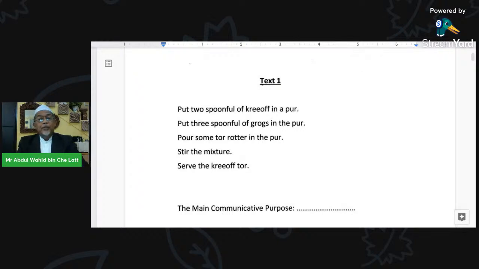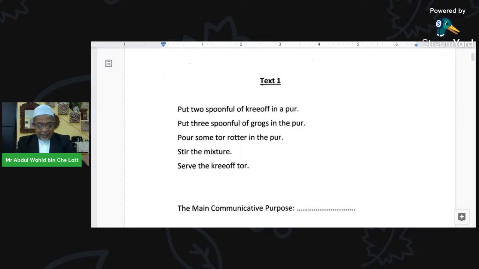Put 2 spoonfuls of krill in a pot. Put 3 spoonfuls of rocks in the pot. Pour some cold water in the pot. Stir the mixture. Serve the krill fork.